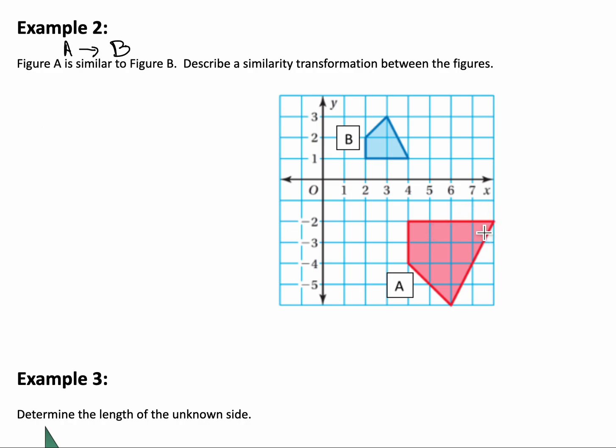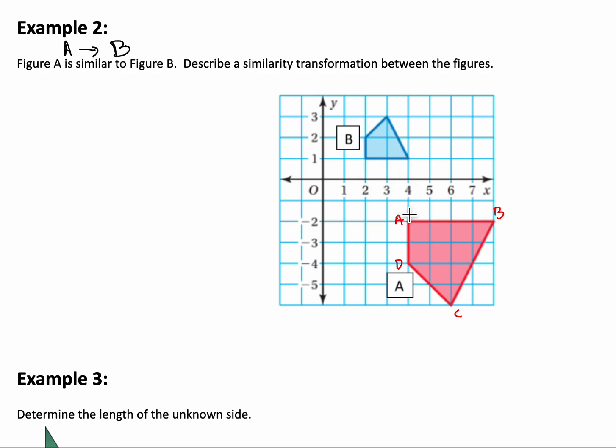Transformations. So let's see. They're not the same size, so I probably need to do a similar dilation. I'll try that first. Let's look at red, and I'm going to label them just to help me organize my thinking. Let's start here with A, B, C, and D.